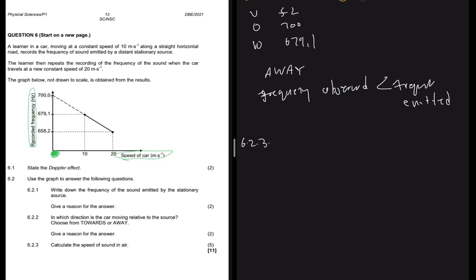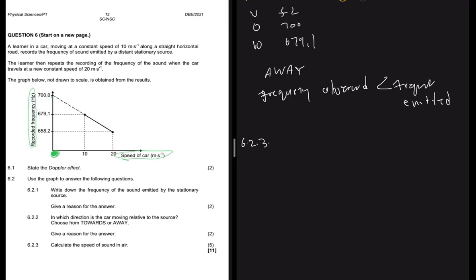6.2.3 it says calculate the speed of sound in air. Okay, so what we're going to do, we have the data for when the speed of the vehicle is 10 meters per second and when the speed of the vehicle is 20 meters per second. So we're going to pick one between the two, and then we're gonna use it to find the speed of the air.